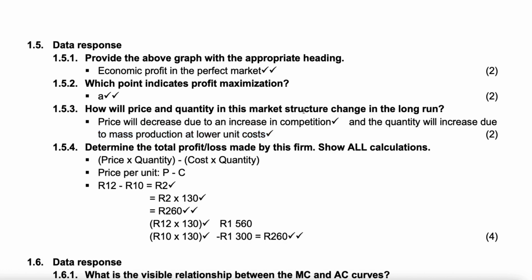Then the last one, determine the total profit or loss made by the firm in this industry. Show calculations. This is the formula that I used, not the long one. 12 minus 10 is equal to 2. Then 2 times 130, that's 260.